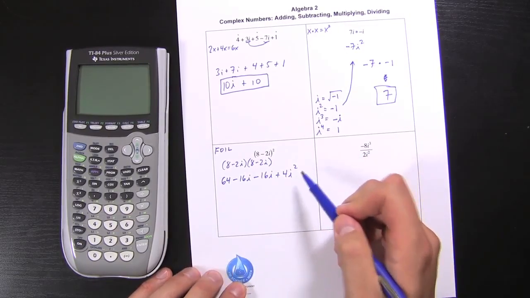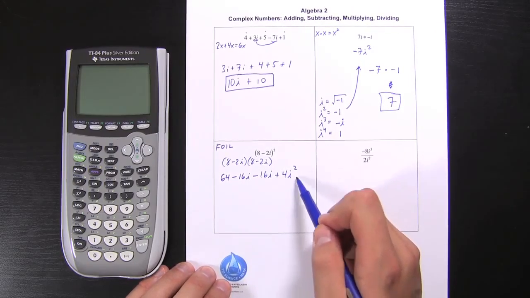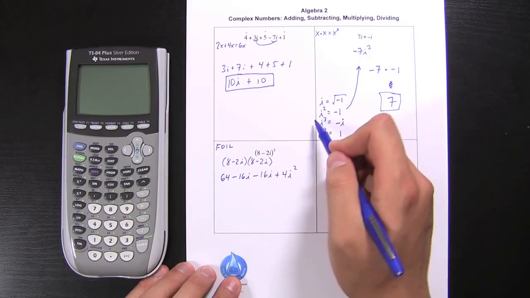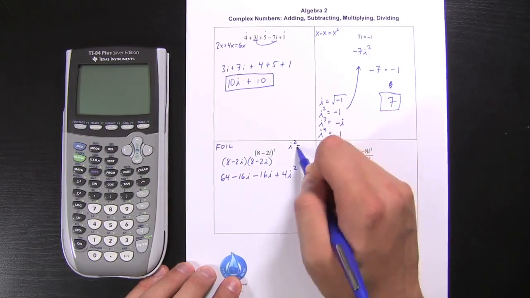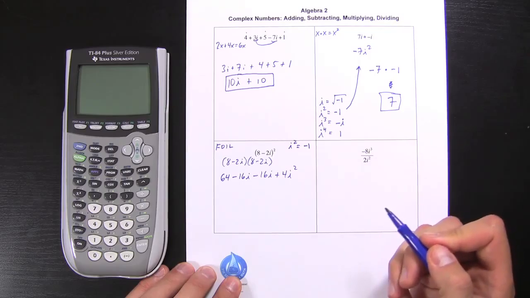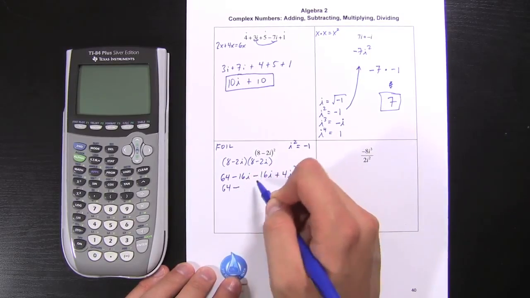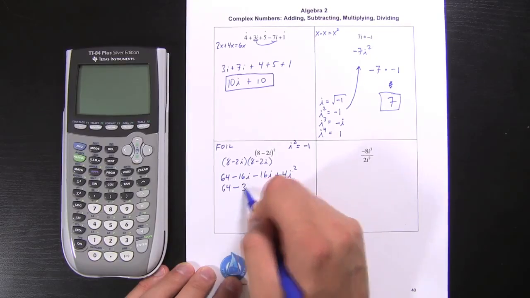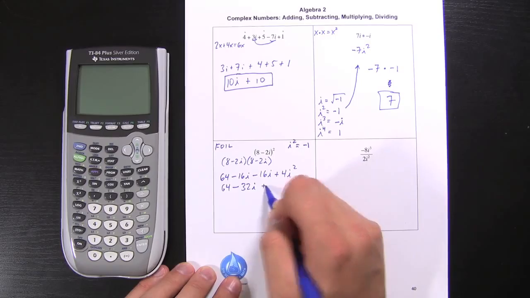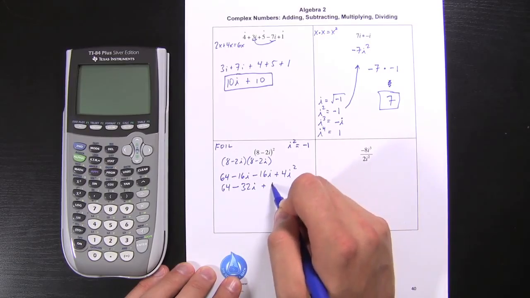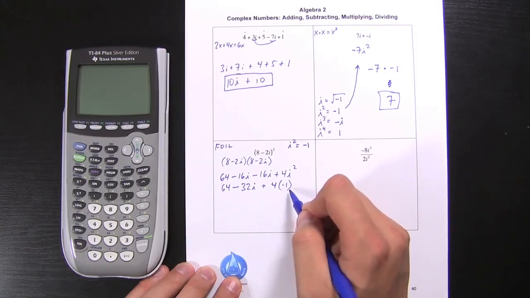Now you may be thinking, wait a minute, I know this i squared business is not as it seems. And I would say, absolutely, right? You remember from the previous problem, i squared is the same as -1. So while we can combine some like terms, we can combine these two and make -32i, we're going to transform this a little bit, because this is really 4 times -1, which we know is -4.